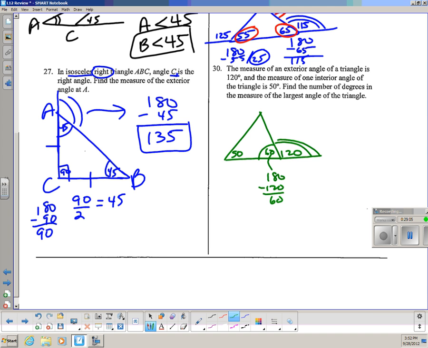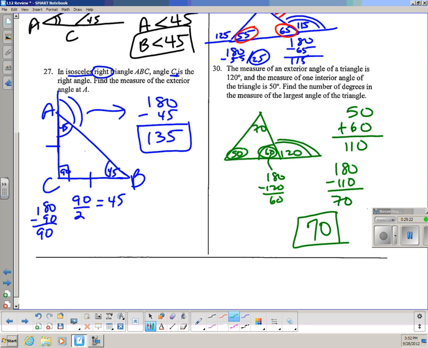It says find the number of degrees in the measure of the largest angle of the triangle. Well, I have my 50 and 60 inside the triangle now, which is 110, and 180 minus 110 is 70. That's the missing angle of the triangle, and that happens to be the largest angle of the triangle, so that's the answer.